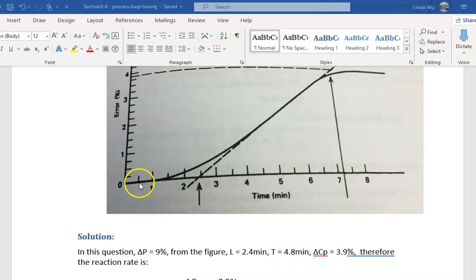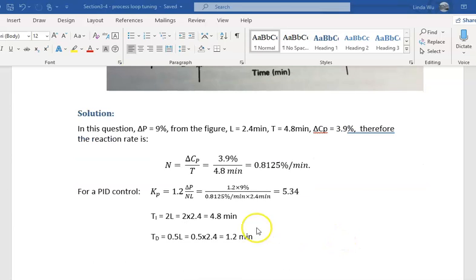And the delta CP here goes from 0 to, just say, 3. And we get 3.9, very close to 3.9. Therefore, we calculate this N as this value, and then for the PID controller, we have Kp as 1.2 delta P over NL. So put the values here, Ti, Td.